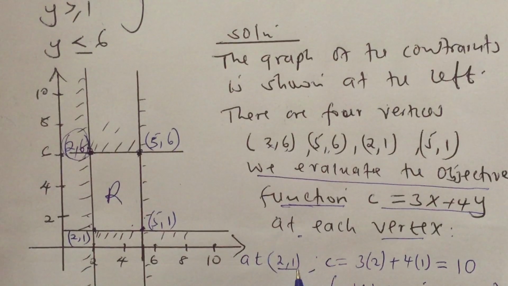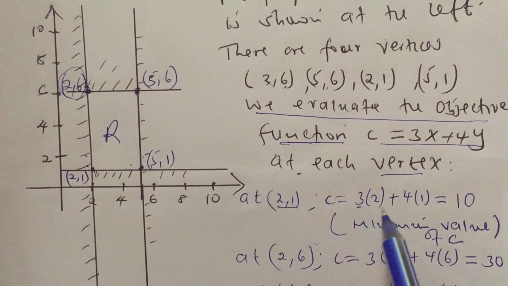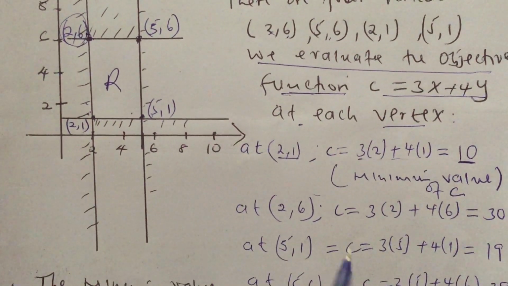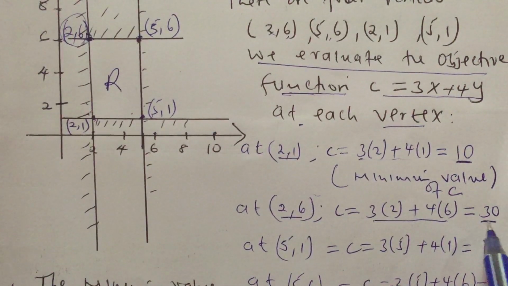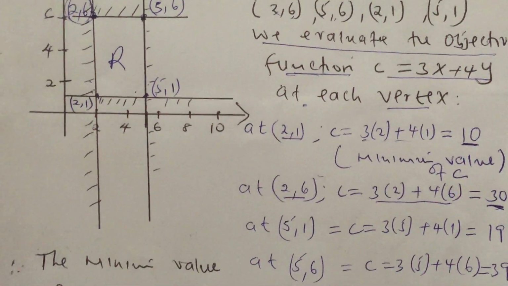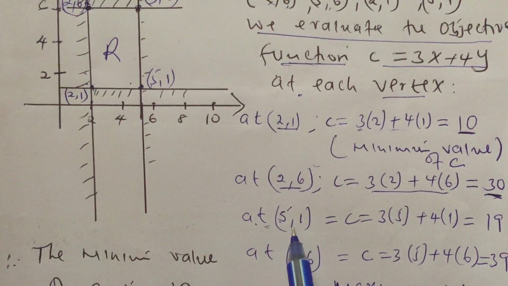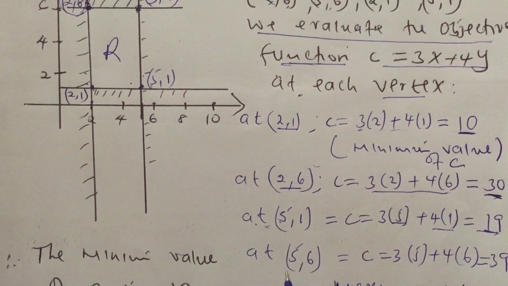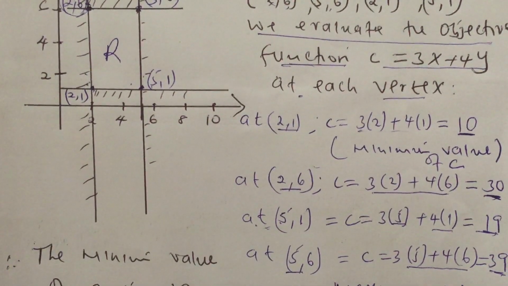So I'm starting with 2, 1. At 2, 1, the objective function by substitution goes to 10. Now at 2, 6, by substituting this one, the objective function goes to 30. Then at 5, 1, that is the third vertex, the objective function goes to 19. Then lastly, at the 5, 6 vertex, the objective function reduces to 39.